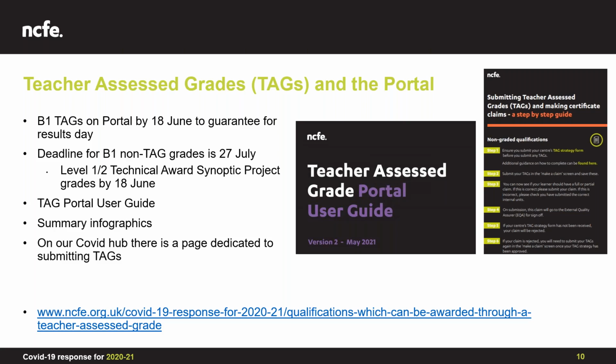For any category B1 qualifications that won't be needing tags, then the deadline for grades is the 27th of July. The exception to this is for the VCERT qualifications. The grades for the Synoptic project for the level 1/2 technical awards needs to be submitted by the 18th of June, whether the grade submitted is a tag grade or not.